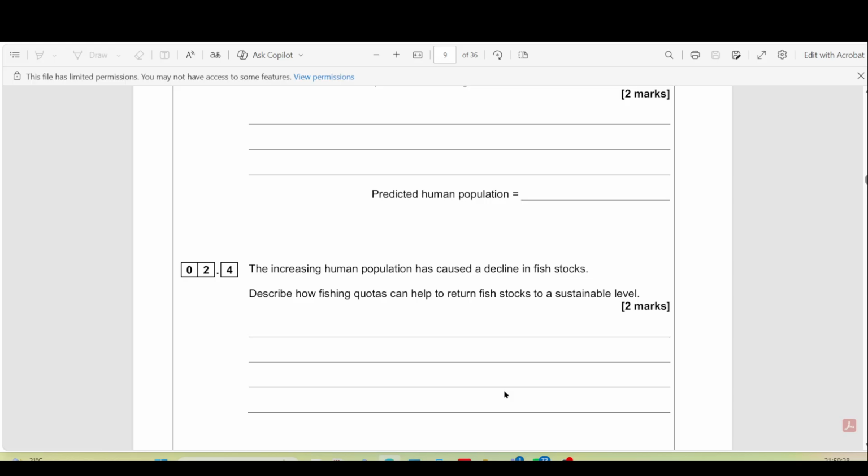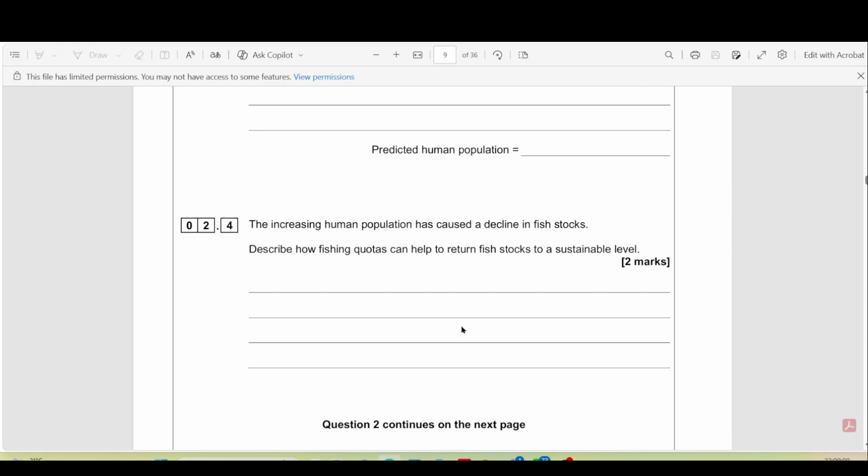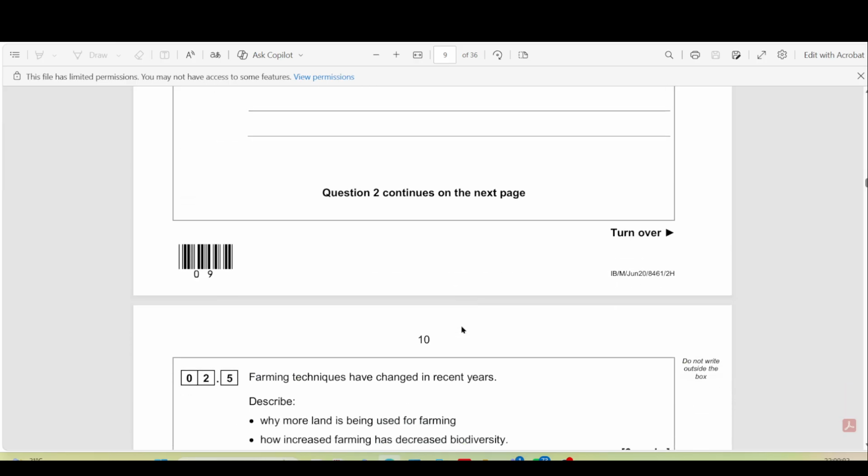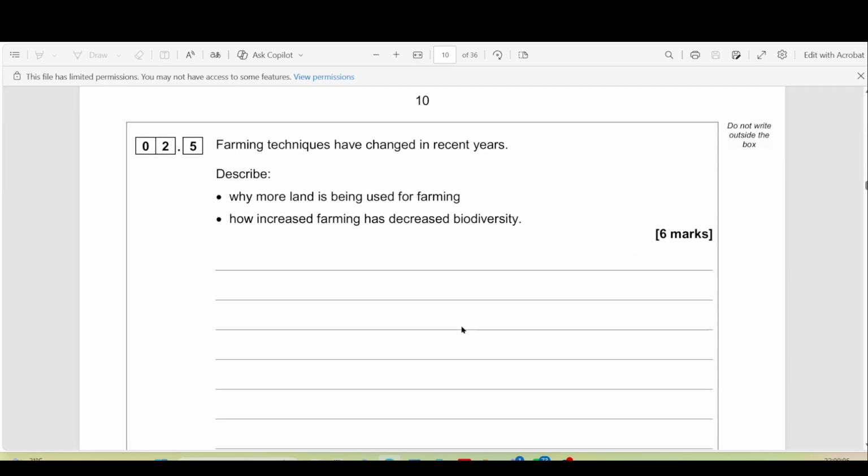Increasing the fishing quotas means more fish caught. Catching fewer fish means the remaining fish can reproduce, right? So reducing quotas means less fish caught, which means they reproduce more.